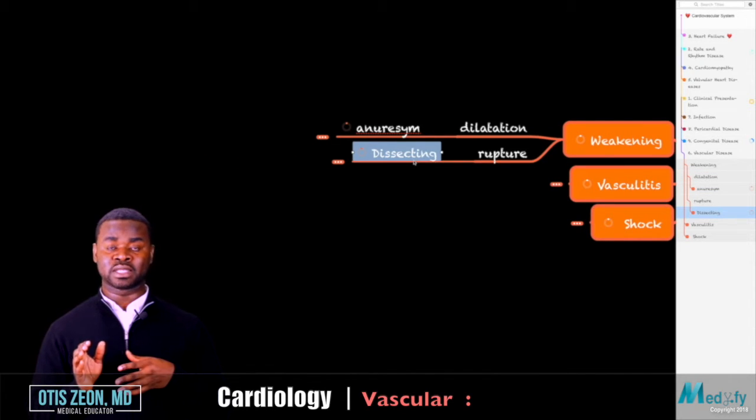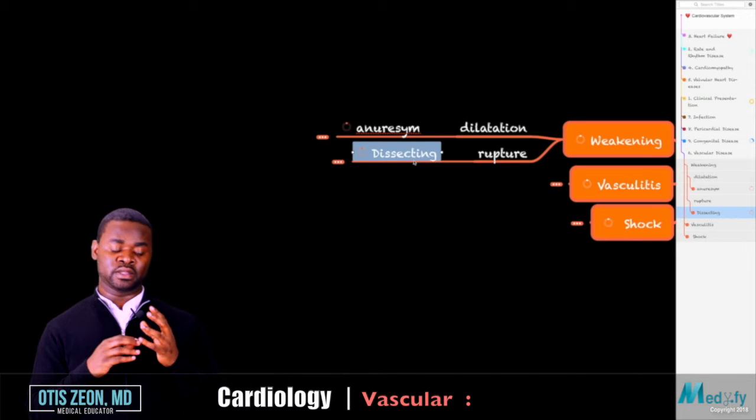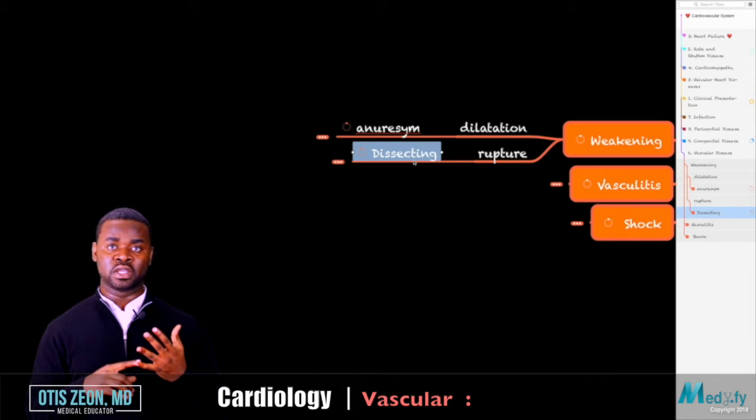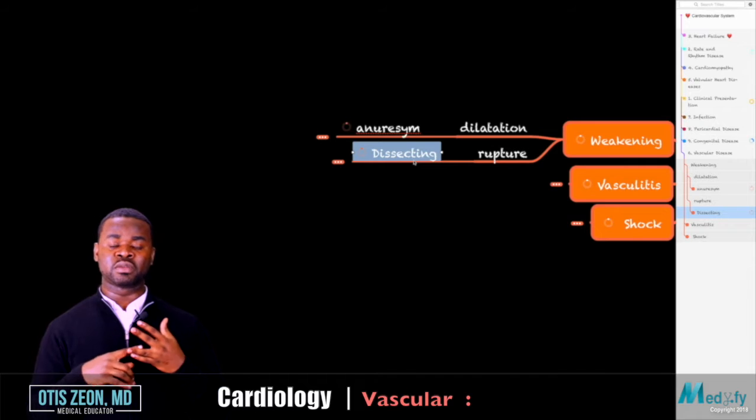Dissection is high yield, as I explained earlier. They're going to test anything that has to do with the etiology of dissection, the method of treatment, as well as the modality of testing of dissection.